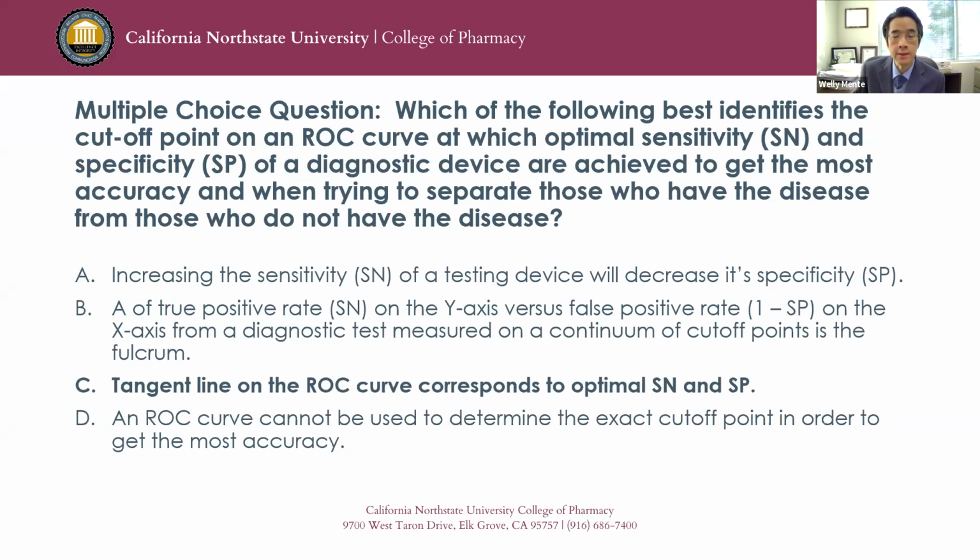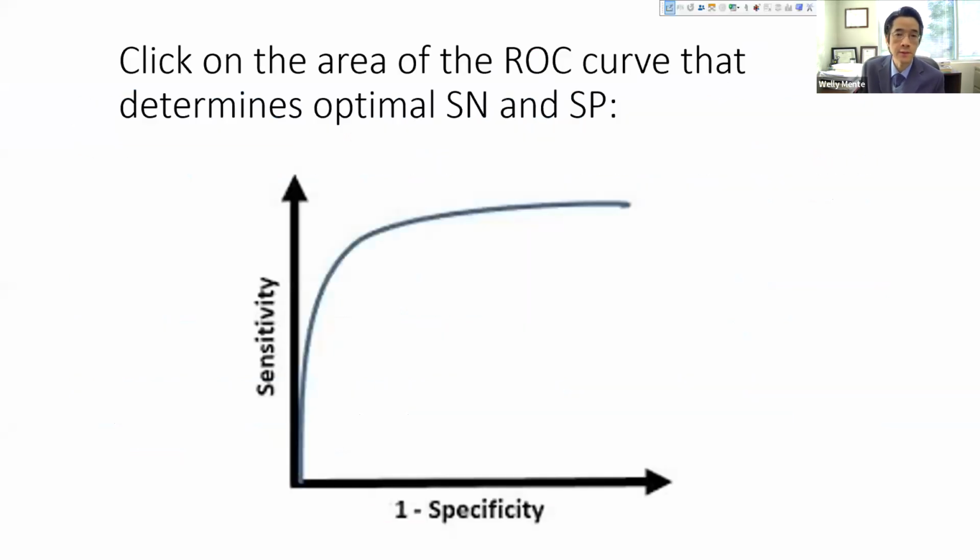So even though they correctly identified answer C, tangent line and ROC curve correspond to optimal sensitivity and specificity, I realized that there was limited understanding. So I had to think of ways to utilize hotspot technology in the classroom or online. And now I started to ask them to click on the area of the ROC curve that determines the optimal sensitivity and specificity using their classroom knowledge and the reading of the textbook.